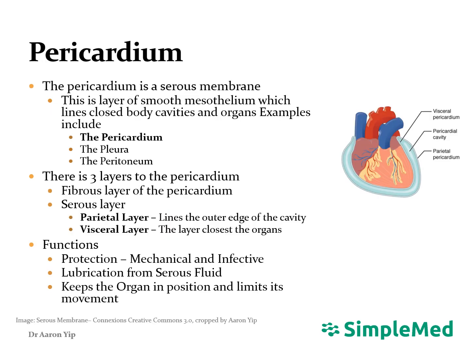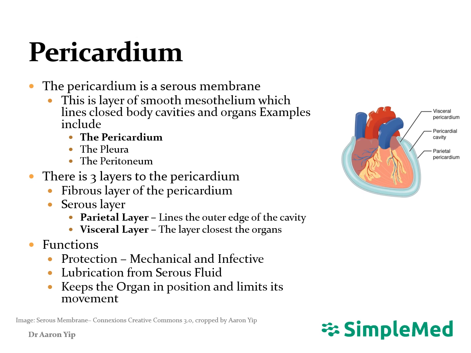The pericardium. This is a serous membrane. This is a layer of smooth mesothelium which lines closed body cavities and organs. Examples include the pericardium, which surrounds the heart and the base of the great vessels, the pleura, which surrounds the lungs and the thoracic cavity, the peritoneum. This surrounds the abdominal organs and abdominal cavity.